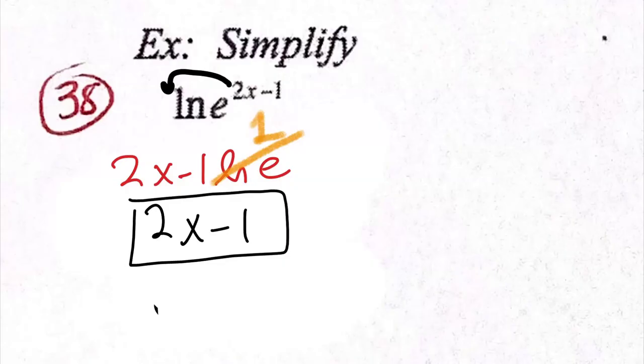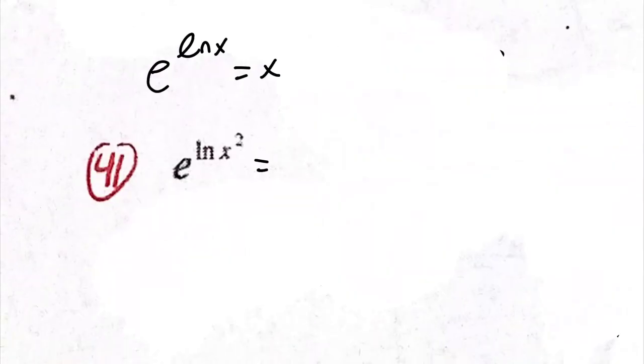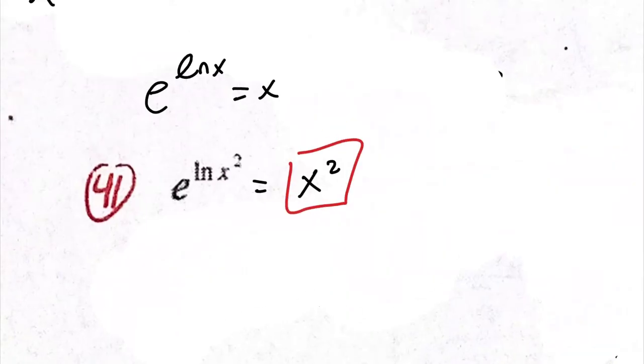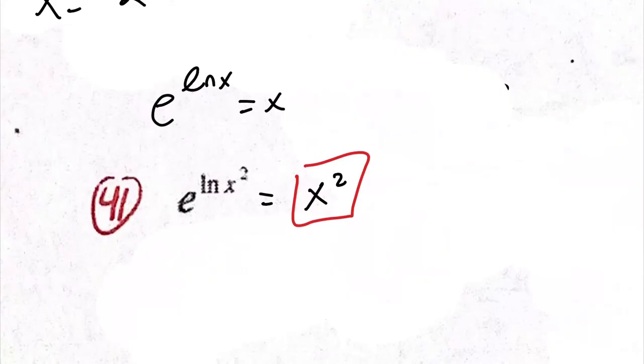Okay. For the next problem, we're going to use one of the properties, in which case e to the ln of x is equal to x. So in this case, e to the ln of x squared would just be x squared. We're just using that property from the previous sections. So we know that e to the ln of x is just x. Therefore, e to the ln of x squared is just x squared.